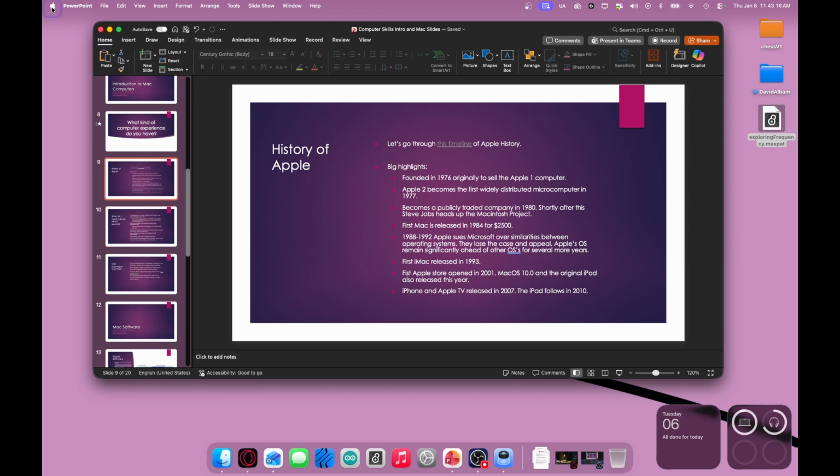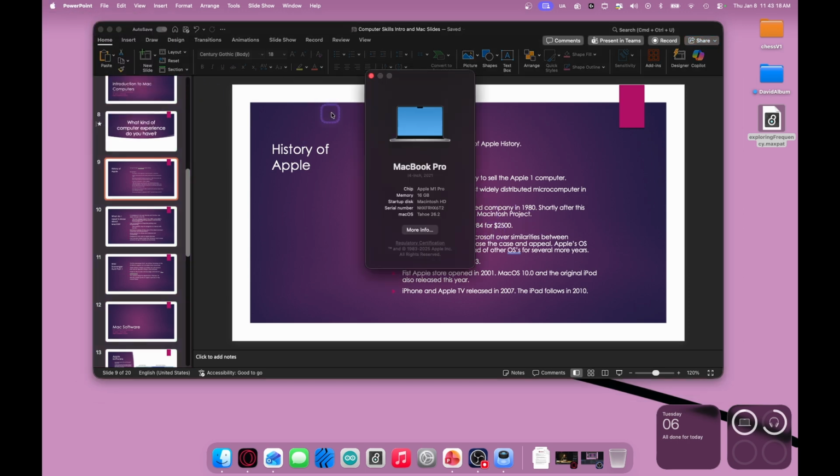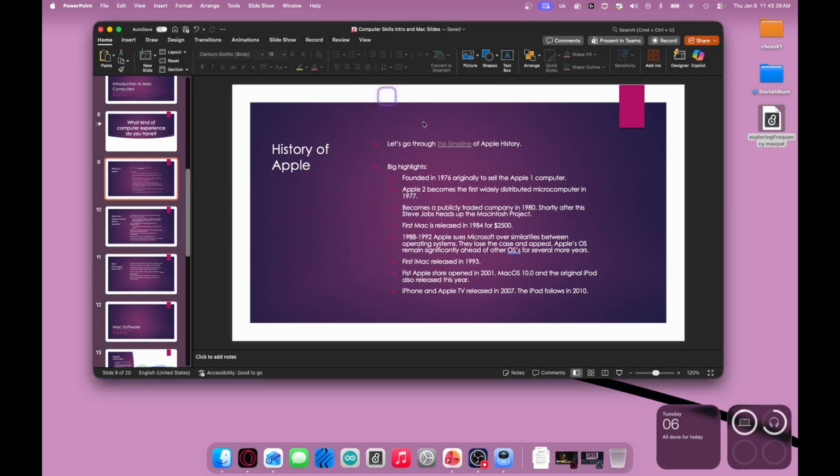I think the current one is... I gotta look. Here it is. Just right there. 26.2 is what I've got installed on my device. So again, they're no longer on 10. They've moved to different numbers, but for a long time it was just 10 point whatever version.